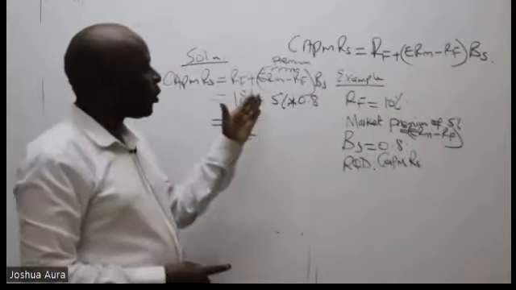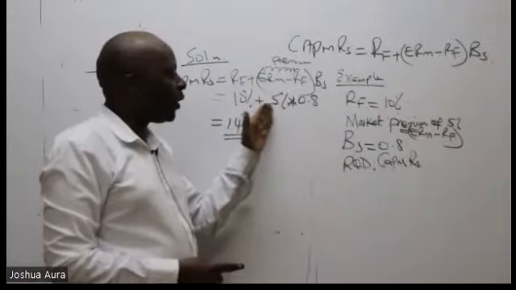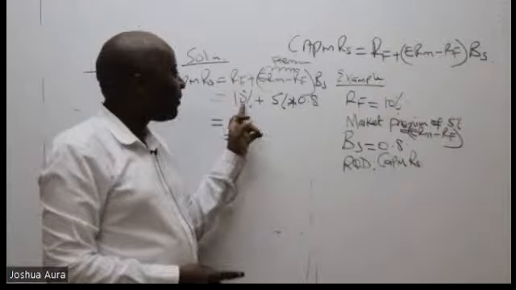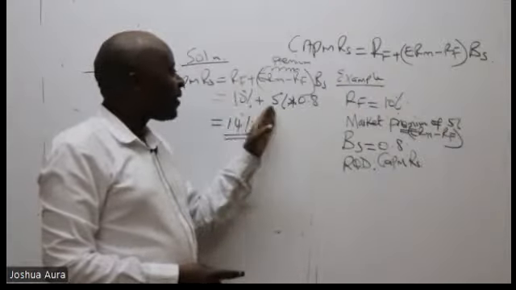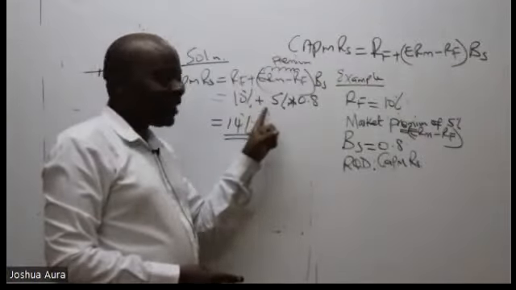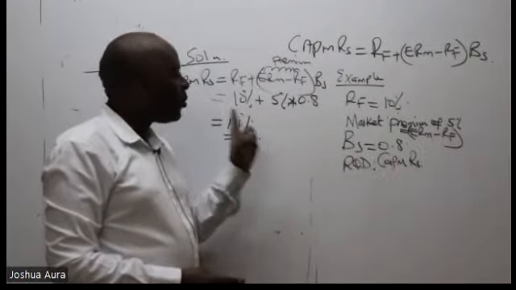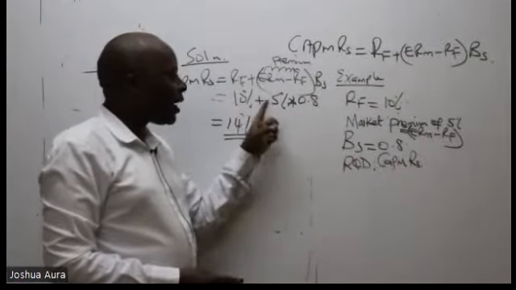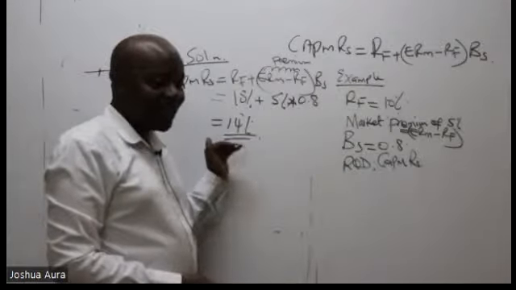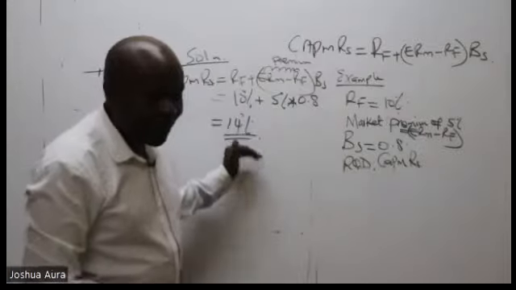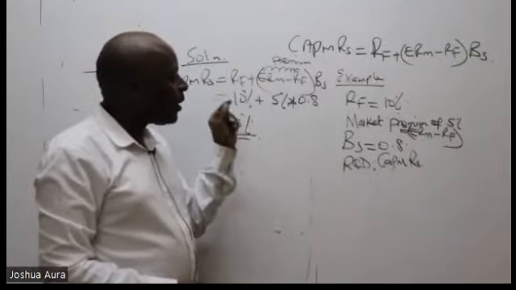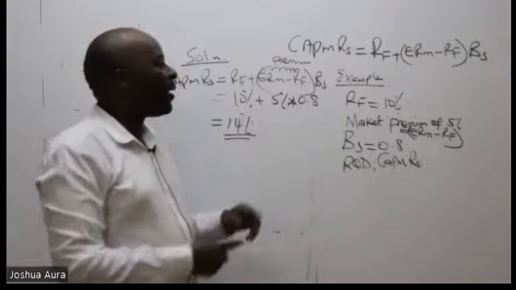So please ensure that you are able to get this 14%, because there is an issue to do with body mass here. You'll get some people saying 10 plus 5, 15. No. This 0.8 is only multiplying 5%. So it will be 10% plus 5% times 0.8, which will end up giving us exactly 14.